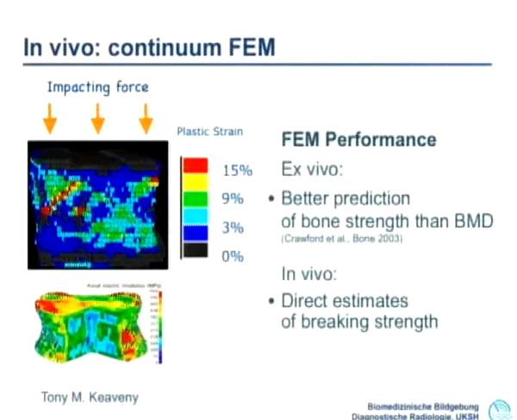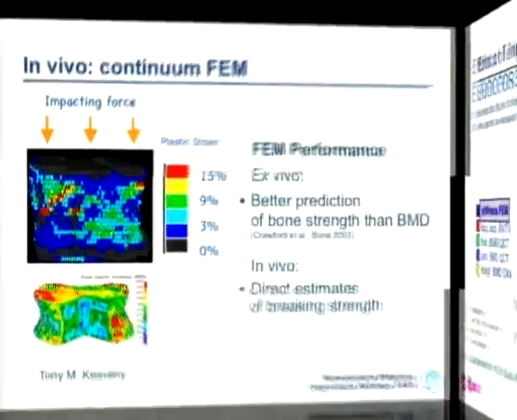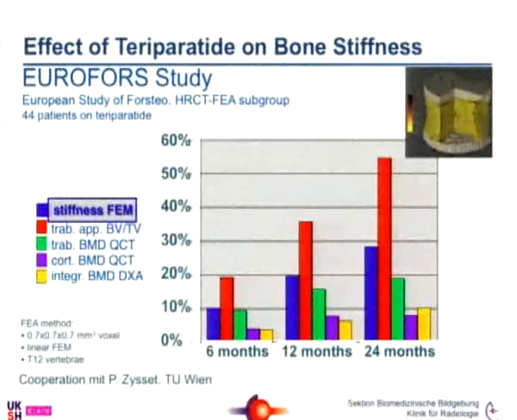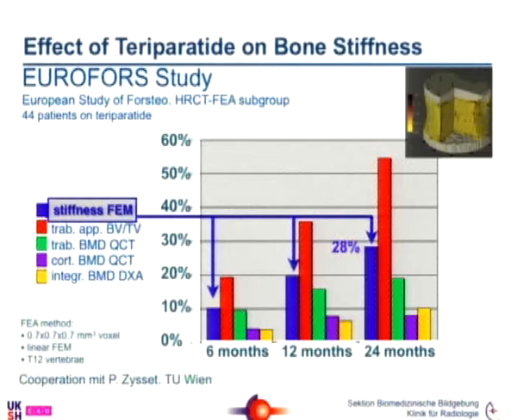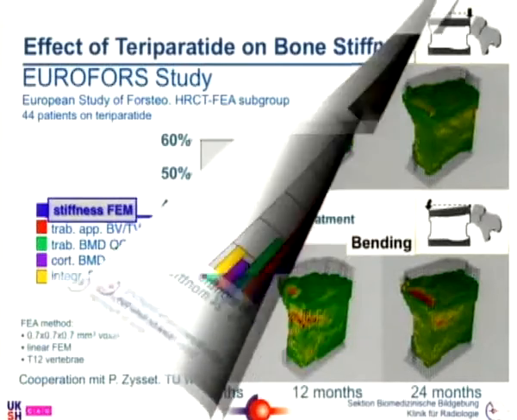Okay, there have been many studies by different groups performed. We see that we can do better in terms of strength prediction than we can do with BMD, and we get estimates of breaking strength in vivo. We've applied this to the same study I showed you before on teriparatide, and we see here, for example, we can estimate stiffness. And so over the 2 years of treatment with teriparatide, we have close to 30% of increases in stiffness and actually at similar level of strength.